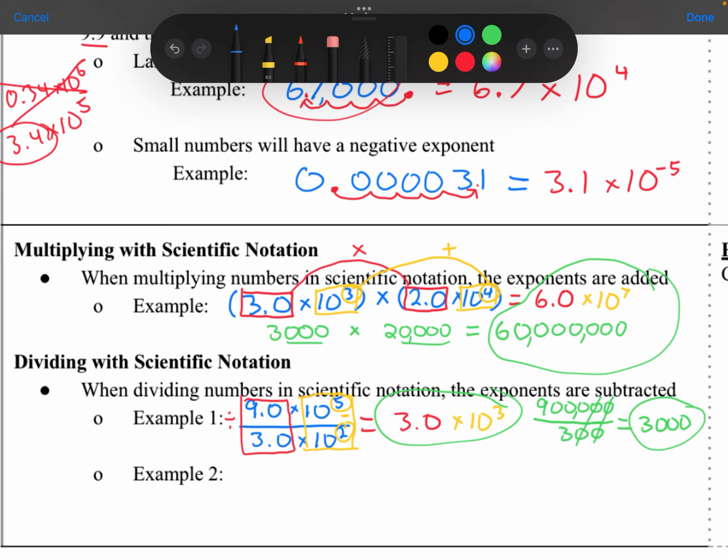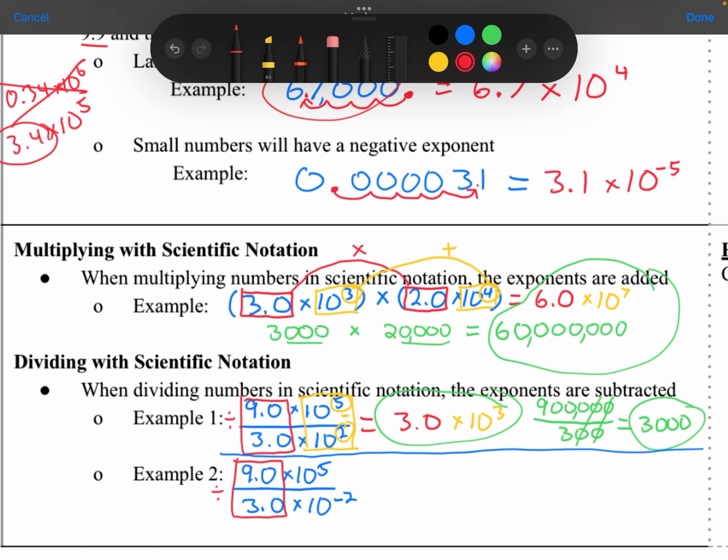All right, example number 2 is super important because a good portion of you are going to end up doing this wrong unless I tell you about it right now. Let's just use mostly the same problem. Let's say I was doing 9.0 times 10 to the 5th, but this time I'm dividing it by 3.0 times 10 to the negative 2nd instead of 10 to the 2nd, right? We're going to break those up. We're going to divide our raw numbers normally. So I'm going to get 3.0.